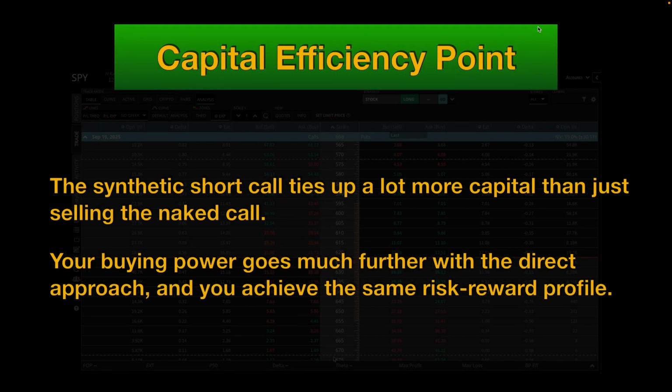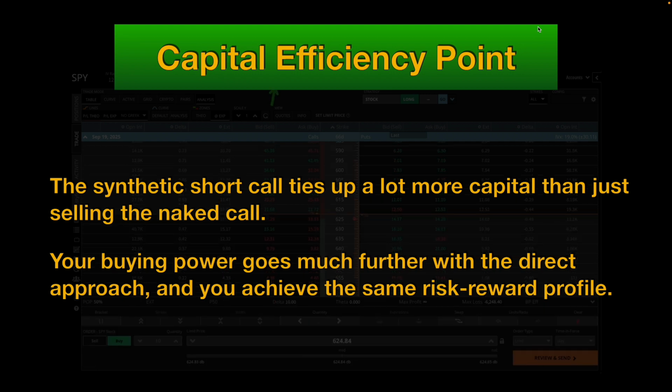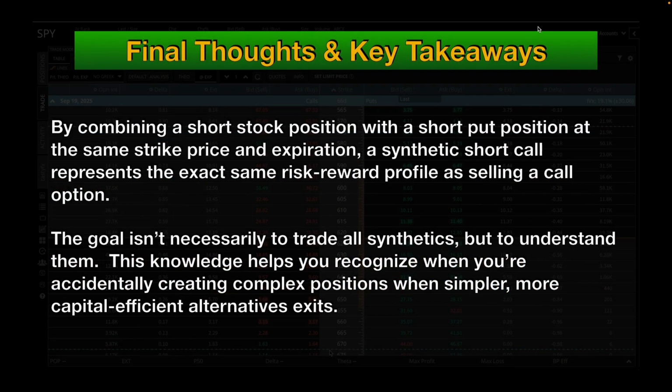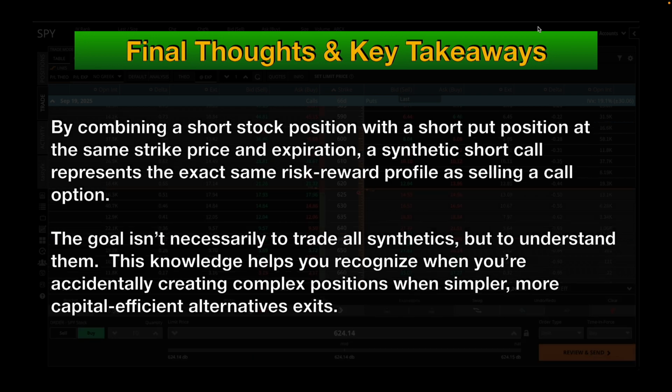The synthetic short call ties up a lot more capital than just selling the naked call alone. Your buying power goes much further with the direct approach, and you achieve the same risk-reward profile. So here are my final thoughts and key takeaways. By combining a short stock position with a short put position at the same strike price and expiration, a synthetic short call represents the exact same risk-reward profile as selling a call option.